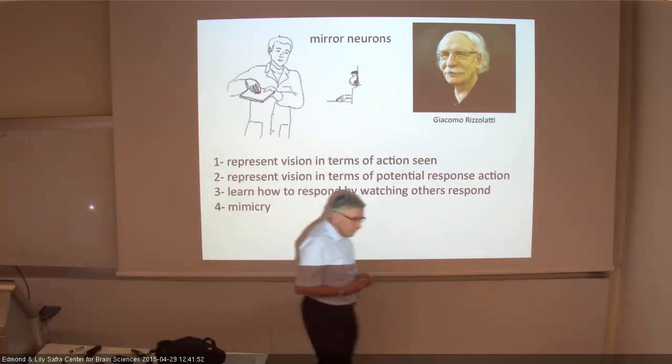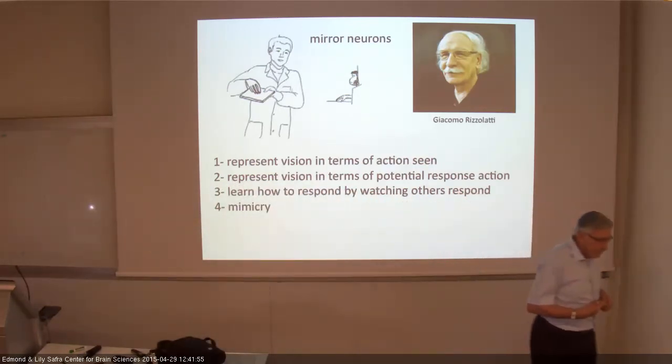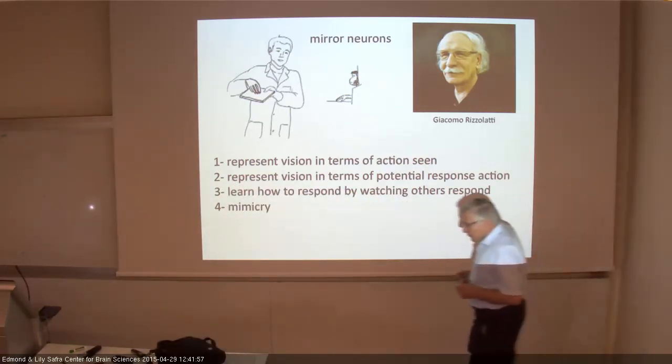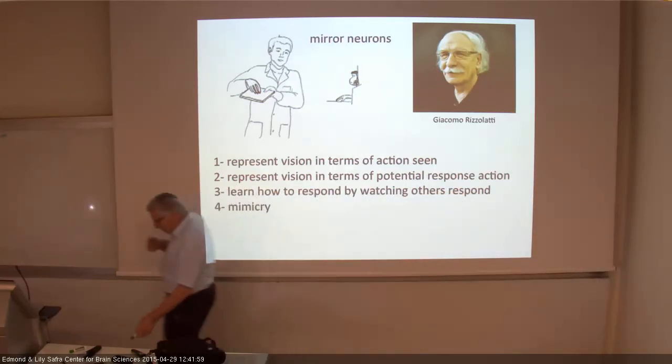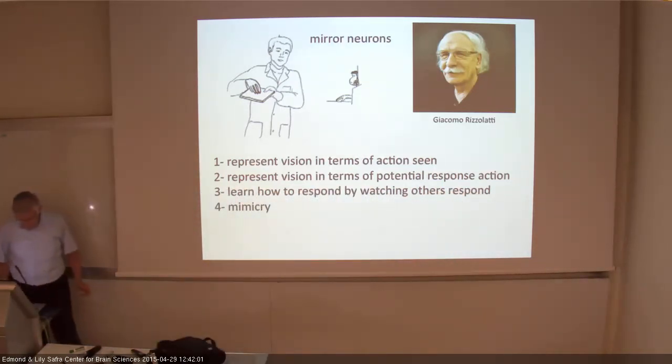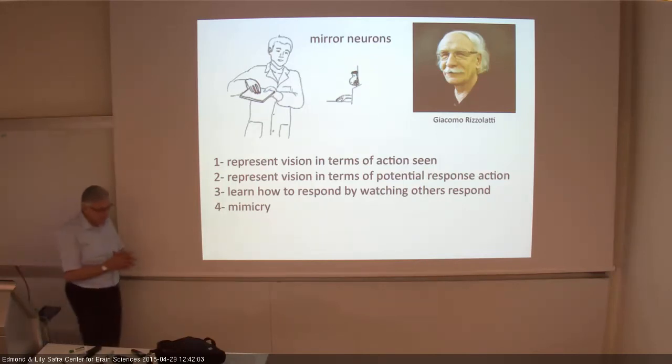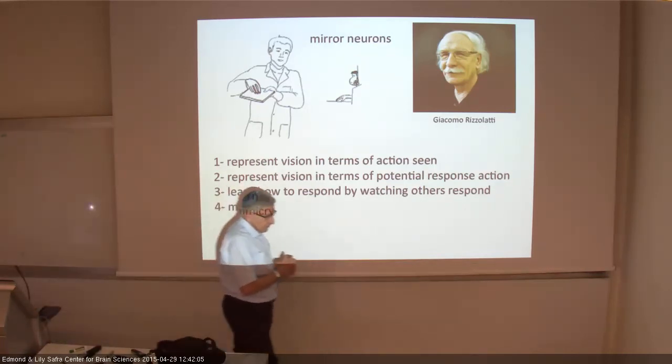How sure are we of the functional significance of mirror neurons? We can demonstrate that there's a neuron that responds when you see something and when you do it, so okay, you have a neuron that responds in both situations. But does that mean that its function is really to connect those two aspects?